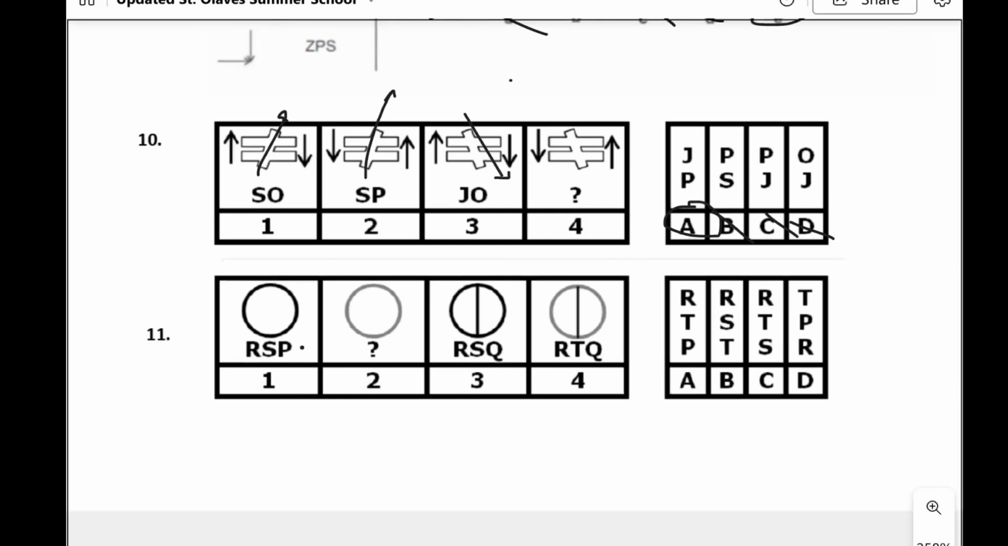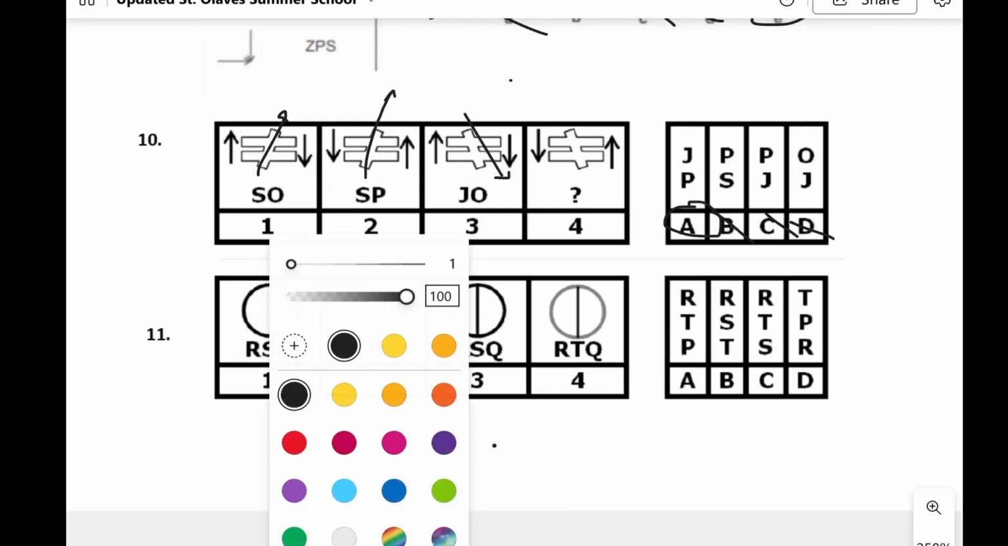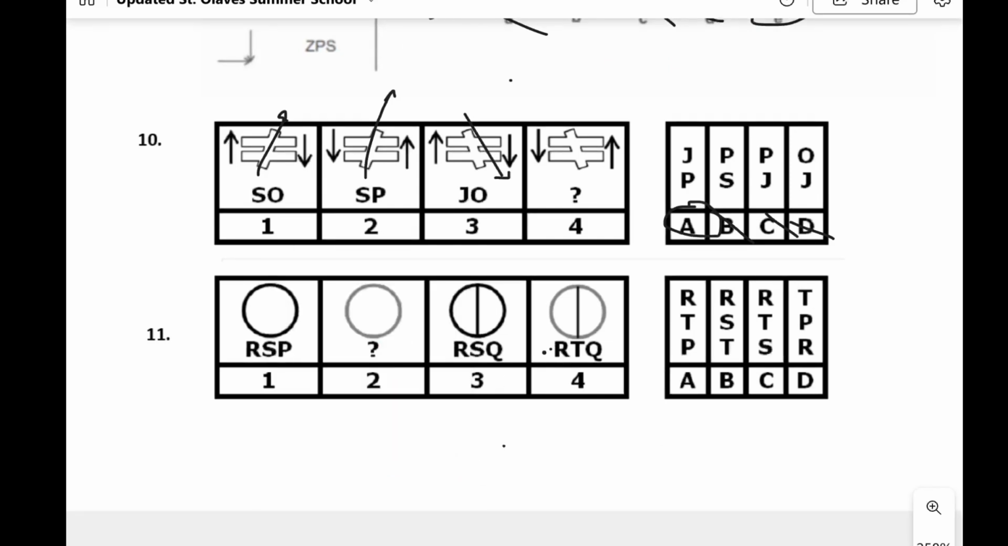So for 11, we have R is common in all of them. So I would say we have to have R as the first because they're all circles. So I'm going to cross out D straight away. And then S and S are common. Then we have T, which is different. And what I've noticed is different is that T is a grey shading and S is a black shading. Therefore, we can assume that it is TRT. So we can cross out B.